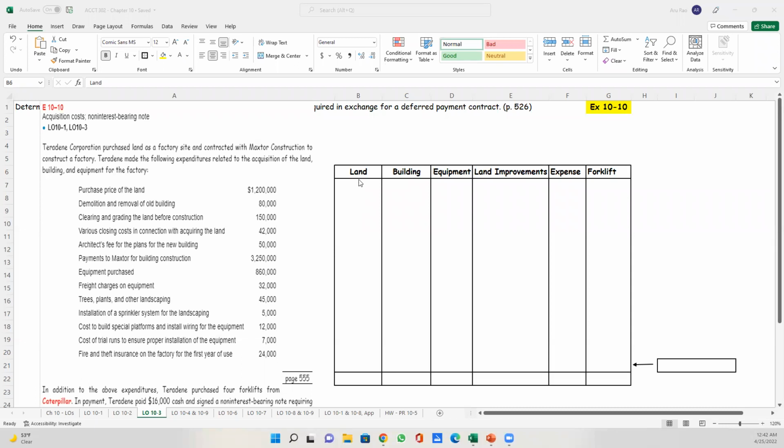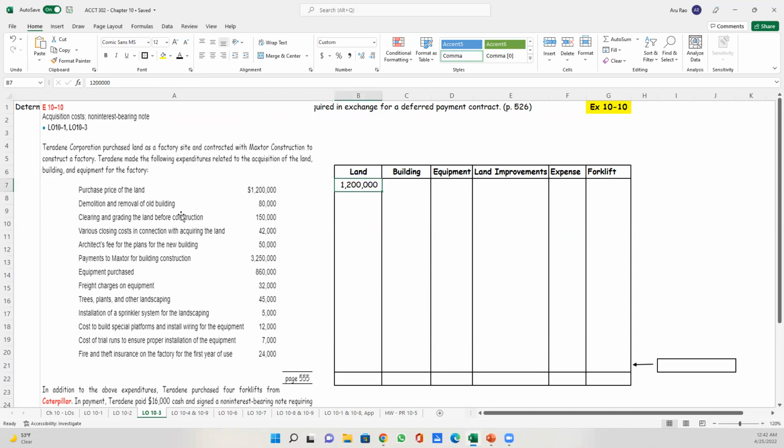So what we've done over here is we've set up a table: land, building, equipment, land improvements, expenses, and a forklift that is also purchased and other equipment. So let's go through each item and see which of these assets the expenditure falls under. The purchase price of land is 1.2 million. Obviously that is land. So we can put that number up over here.